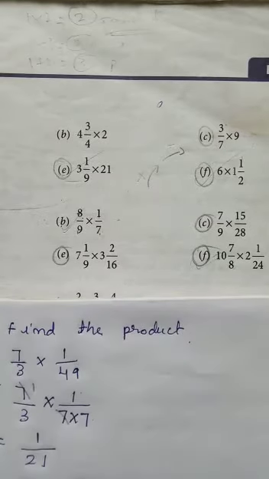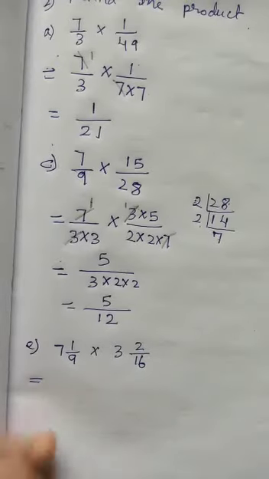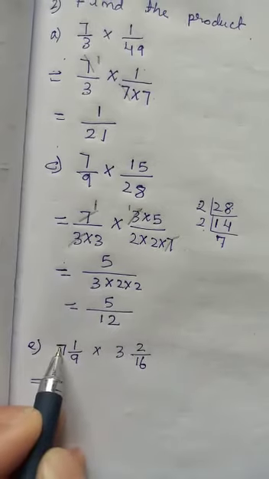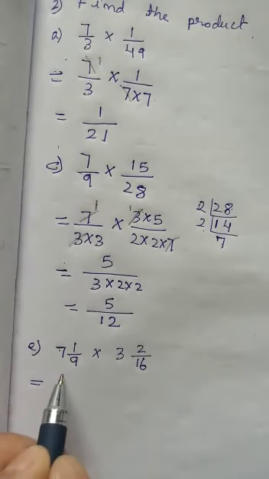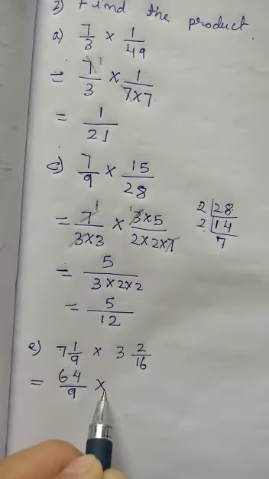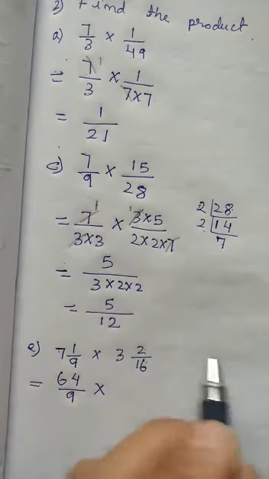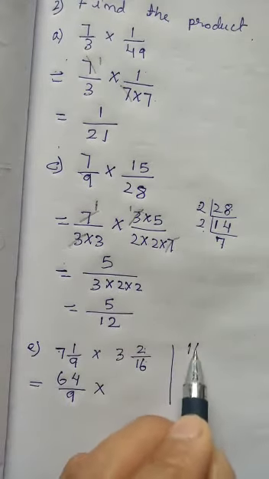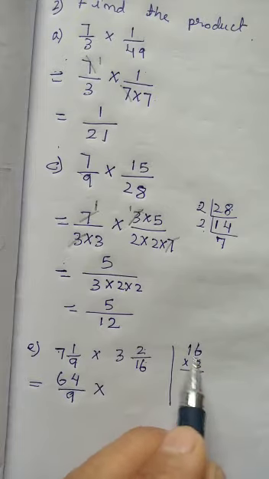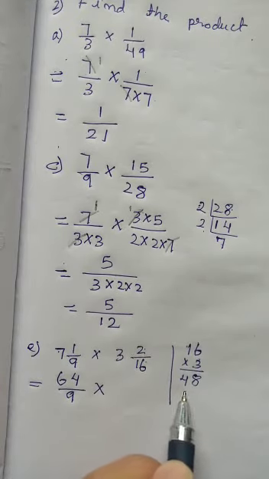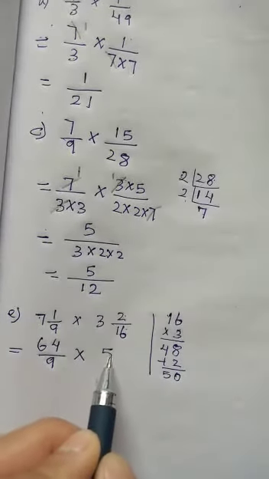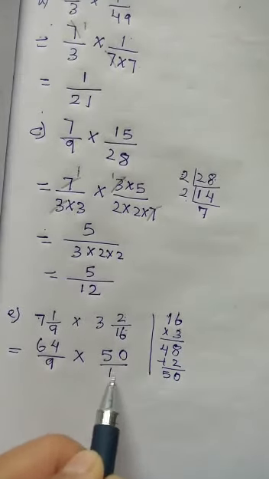a mixed fraction. So we have to convert it first to a proper fraction. Here you have a mixed fraction. You convert it to a proper fraction. 9 sevens are 63. 63 plus 1, 64 by 9. Then into 16 into 3 plus 2. You do it on the rough side of your copy, okay? 16 multiply 3. 3, 6, 18. 3, 1, 3, 4. Then we add 2. 48 plus 2 will be 50. So that means it becomes 50 by 16.